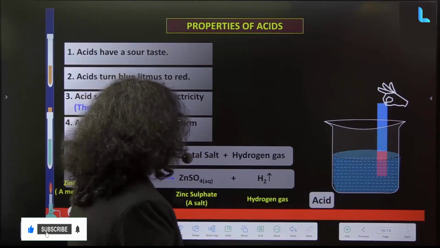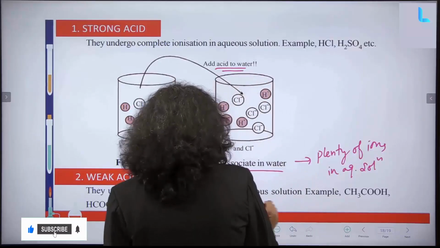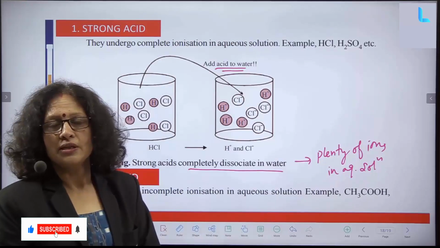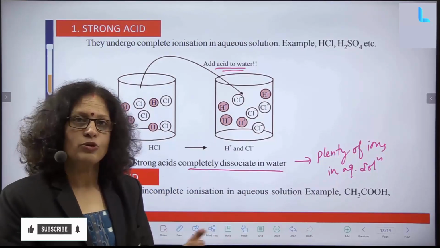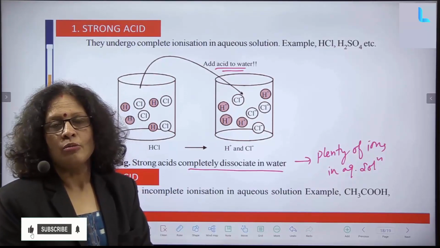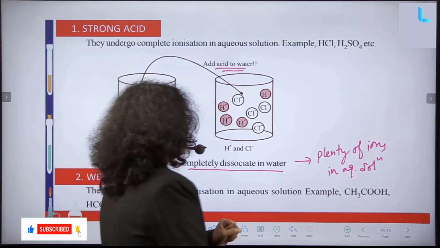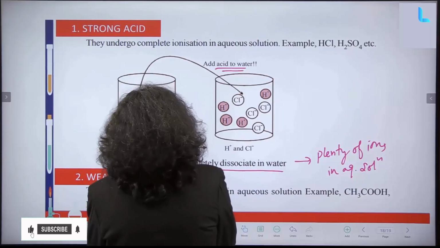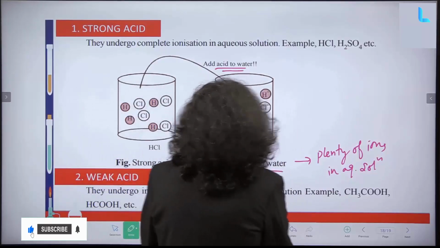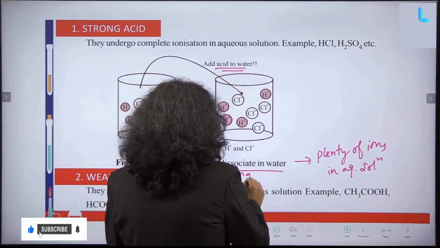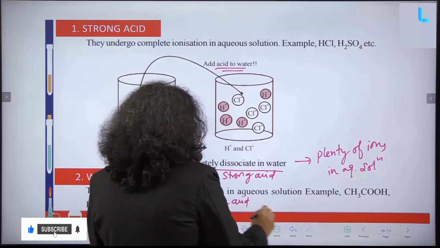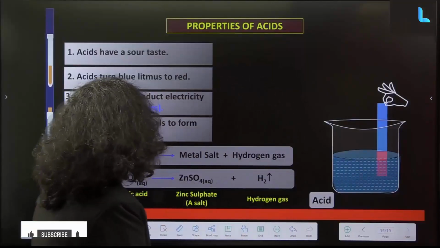Now, if we say acetic acid breaks into CH3COO minus and H plus, the number of ions is less, because undissociated molecules are also present in the solution, so complete dissociation is not taking place. Due to the lesser number of ions, incomplete ionization takes place, and that is why the substance is called a weak acid. So this is the tendency of a strong acid, and this is the tendency of a weak acid. Is it clear?